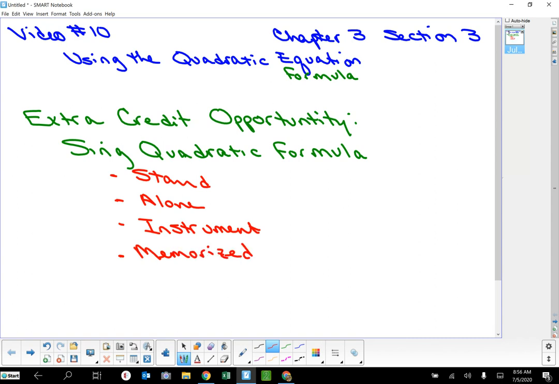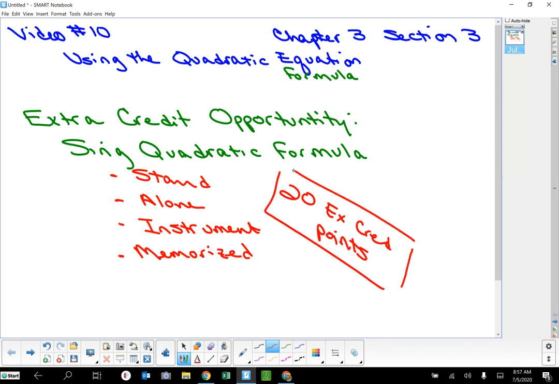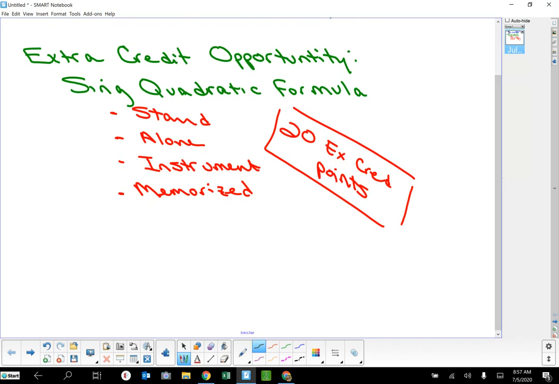I don't care if you stand and face a wall if you don't want to look at everybody and you're worried about people staring at you. But this is how this is going to work. You can earn 20 extra credit points for standing and singing the quadratic formula. And this is how it's going to go. It goes to the tune of Pop Goes the Weasel.